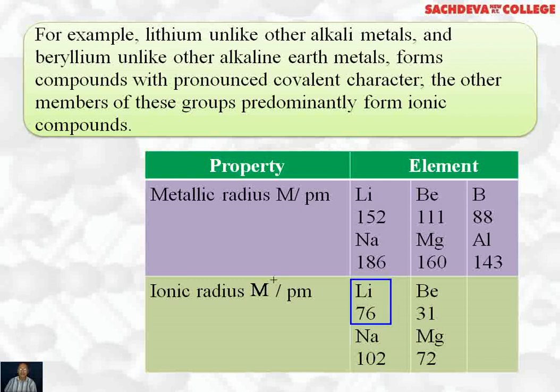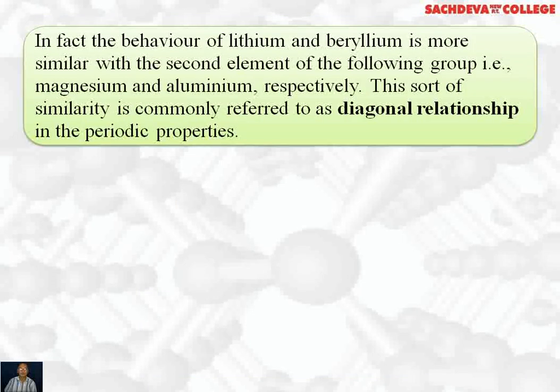Ionic radius of lithium is 76, magnesium is 72, which is quite close to each other. And this is the cause of diagonal relationship. In fact, the behavior of lithium and beryllium is more similar to the second element of the following group, that is magnesium and aluminium respectively. This sort of similarity is commonly referred to as diagonal relationship in the periodic properties, and it is due to similar ionic size or similar polarizing power. Polarizing power is the ratio of ionic charge over ionic radius squared.